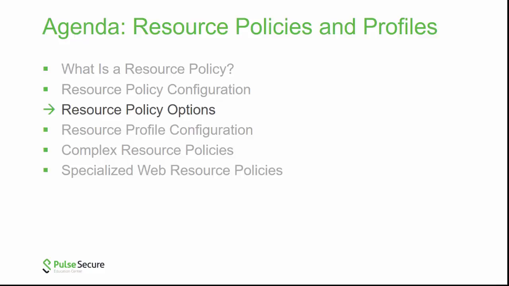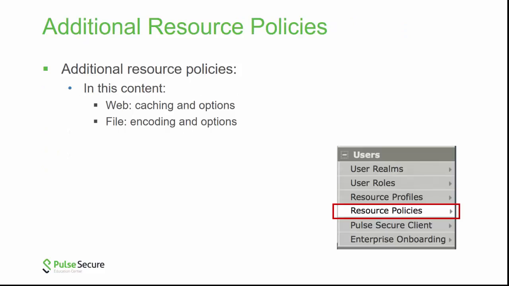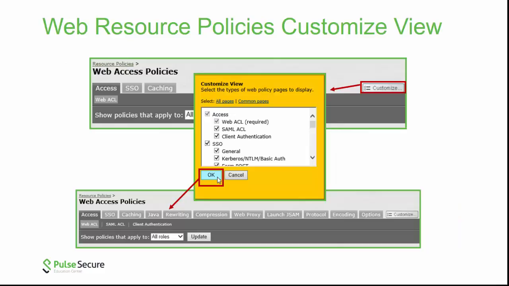In addition to the access control resource policies, Pulse Connect Secure offers several other resource policy options for a variety of resources. We will now take a look at Web Resource Policies Customized View. Other web resource policies include caching and caching options. This uses the caching tabs to write web access resource policies and specify general caching options.